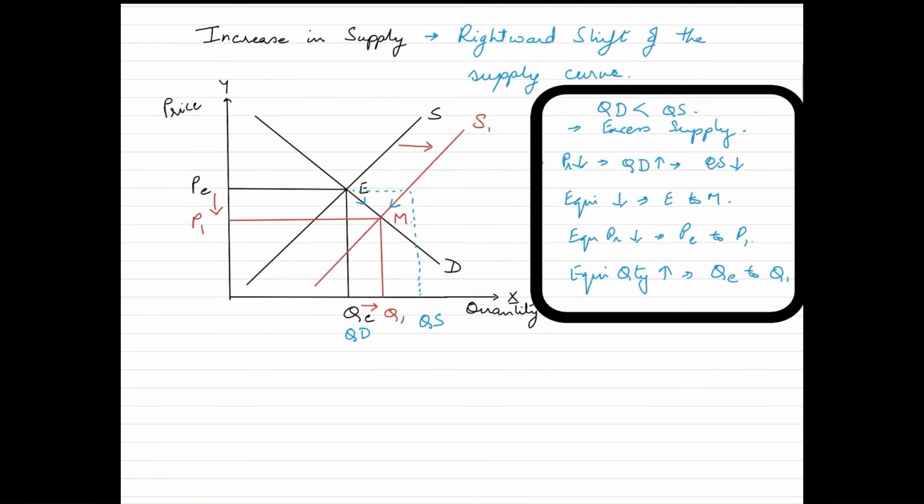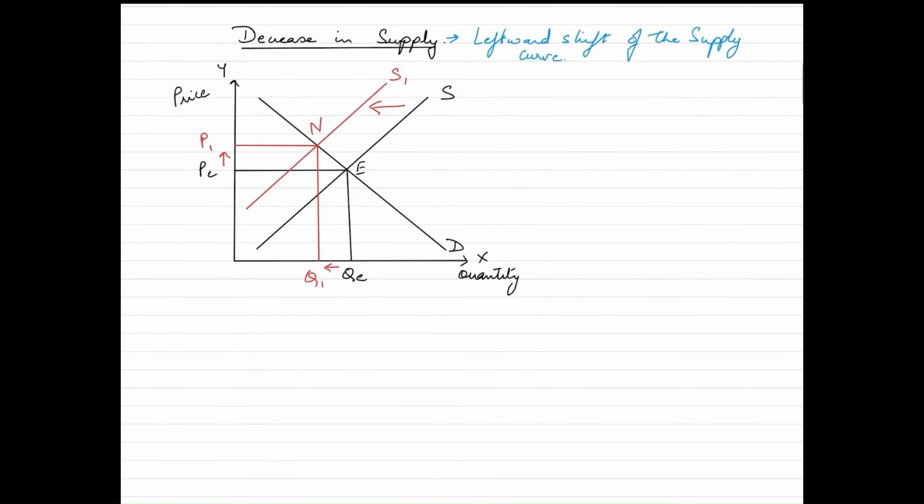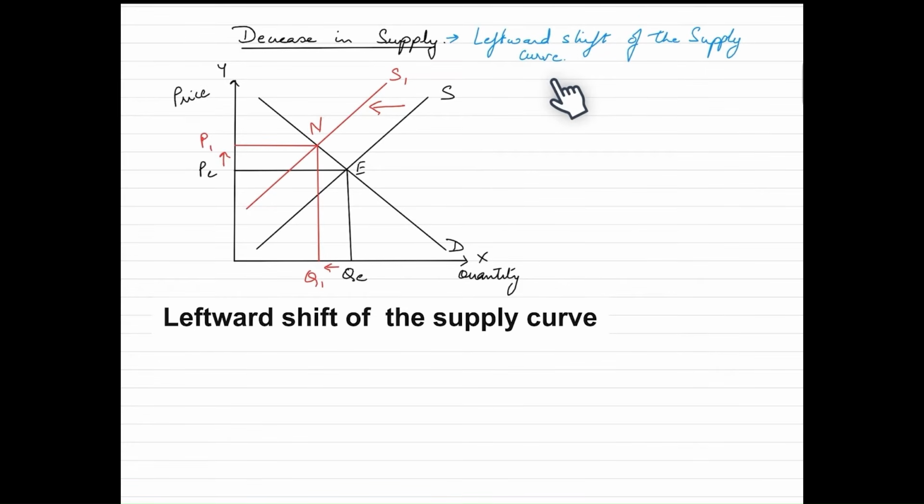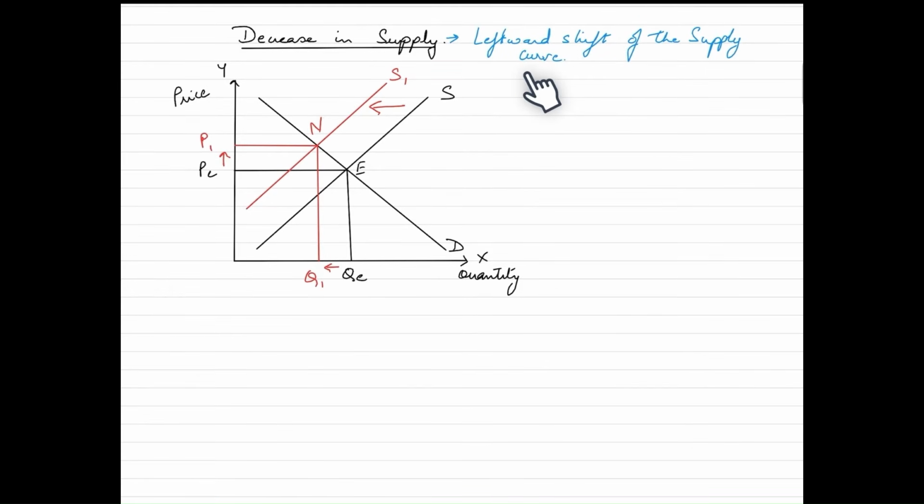Let's move on to the next topic. The next topic is decrease in supply. How is it identified? It is identified by a leftward shift of the supply curve. What are the various factors that would lead to a leftward shift?